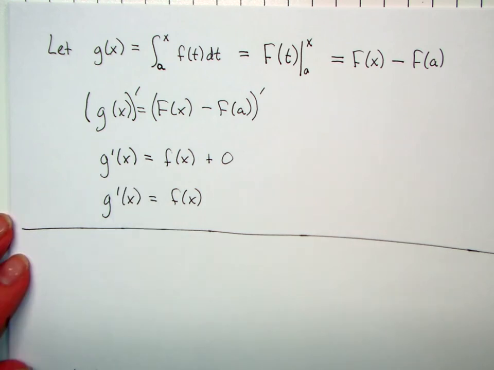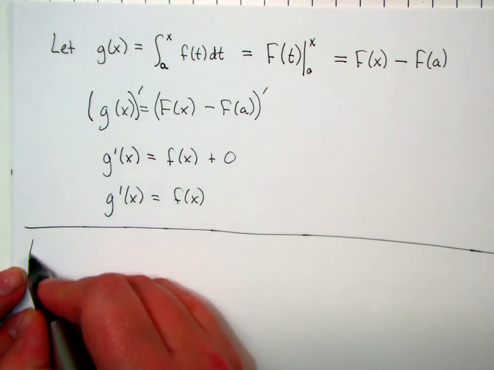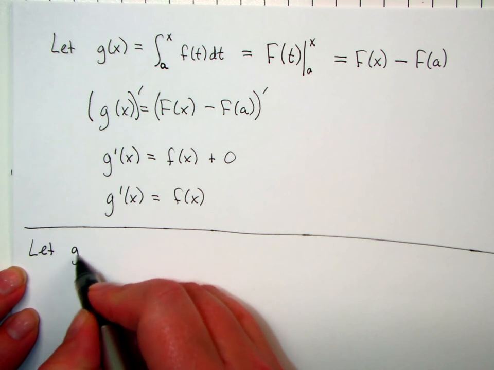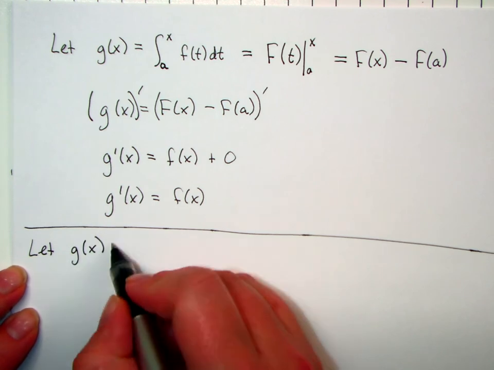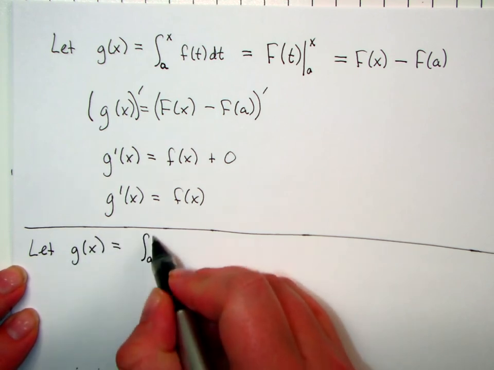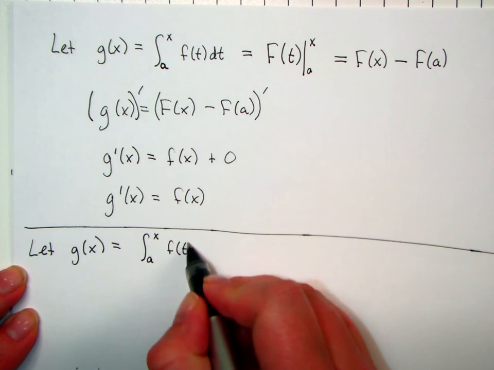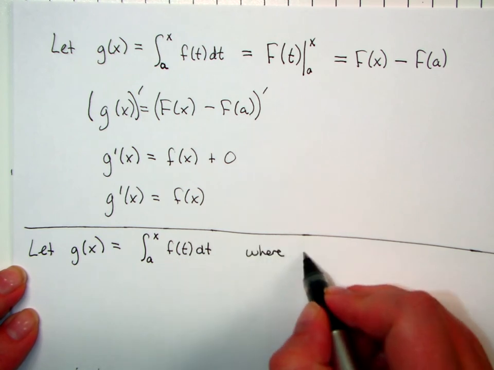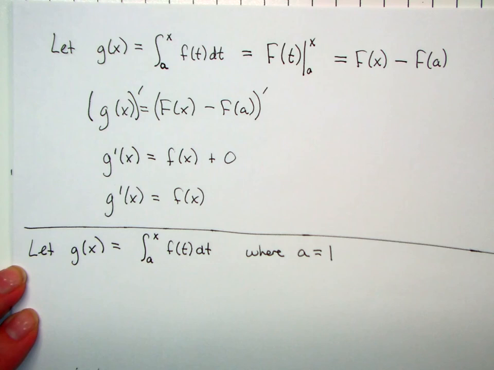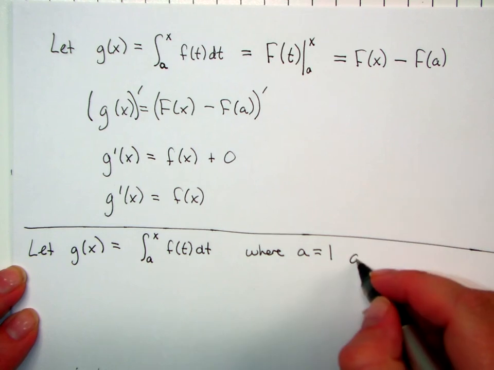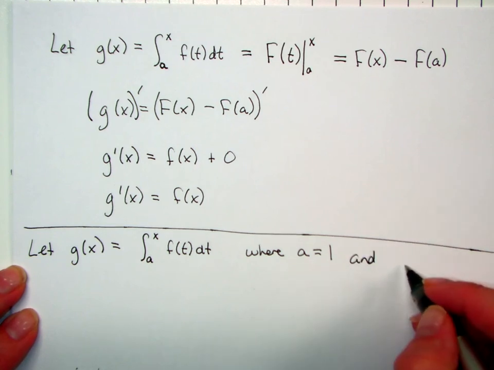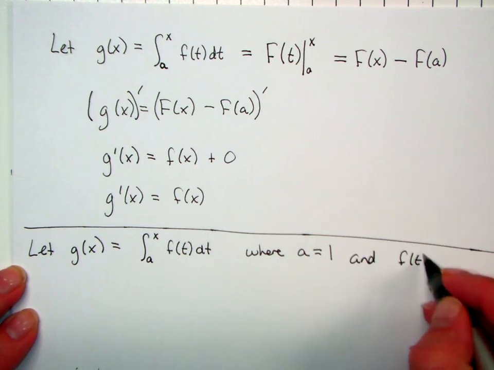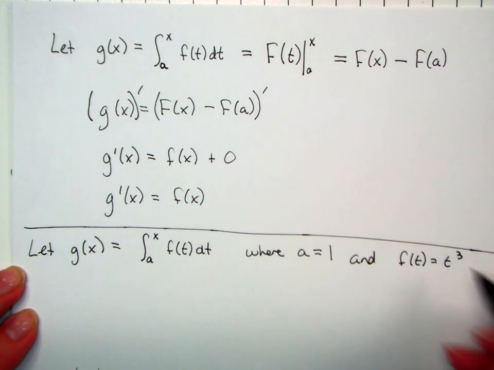All right, so I have some problems to work through with you. Let's let g of x equal the integral from a to x of f of t dt. We're going to let a equal 1, and we're going to let f of t equal t cubed.